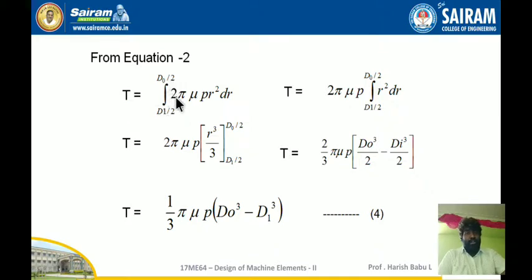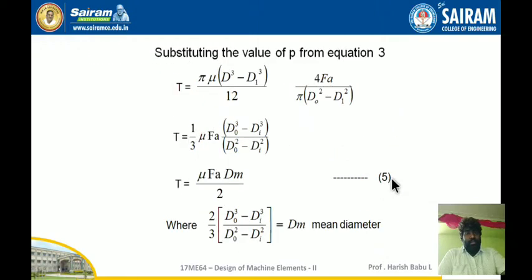If I take equation 2, that is the torque equation, integration from di by 2 to d naught by 2 of 2 pi mu p r square dr. I'm going to take mu and p outside as constants. Then I get the overall equation as T equals 1 by 3 pi mu p (d naught cube minus di cube). So I'm going to substitute the p value over there and get this equation.